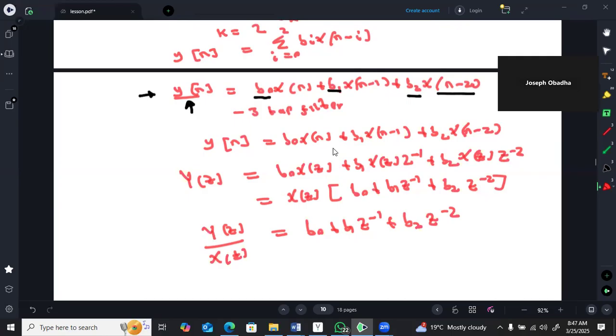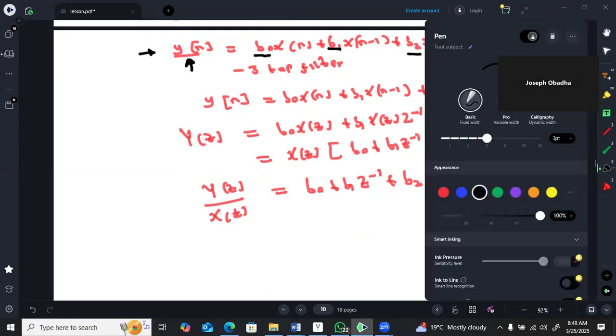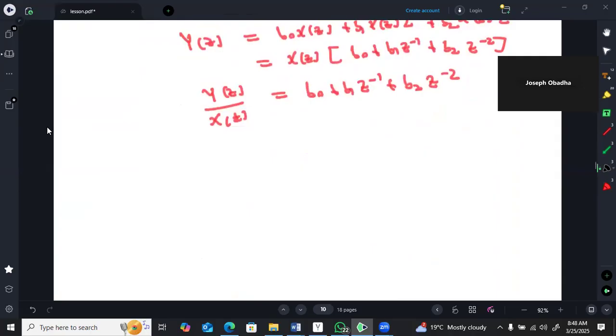Let's have an example of our finite impulse response filter that has the values of the coefficients which have been determined. So let's say we have an example. I have been given the following FIR filter.